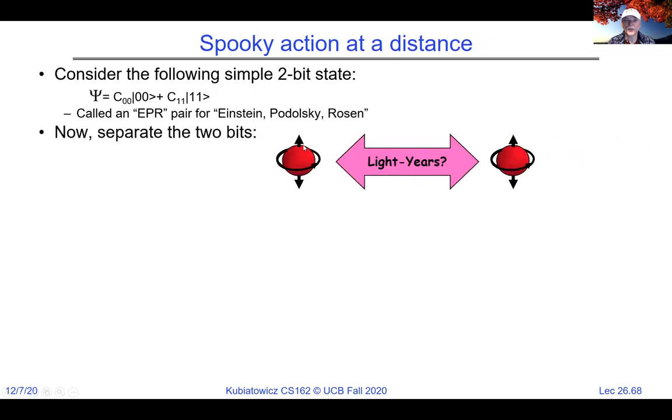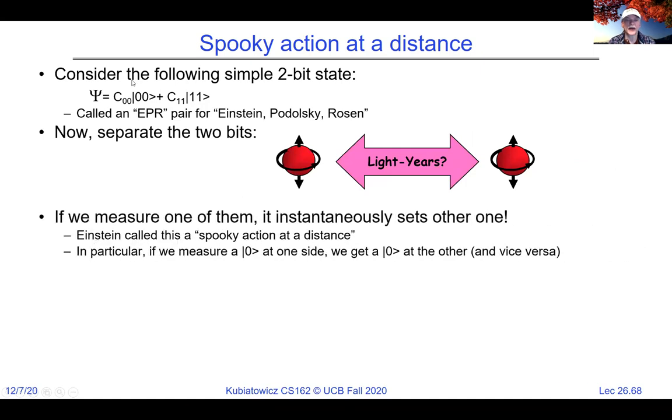And I separate the two bits. So this is the two spins. In fact, what I do is I maybe send one on a rocket ship to go light years away. So now these two bits represented by this state are light years away. If we measure one of them, let's suppose we measure and find that there's a zero back on Earth, we know instantaneously that we got a zero on the other side. So that looks like we had faster than light travel, in fact, instantaneous travel of information from the Earth out to that far planet.